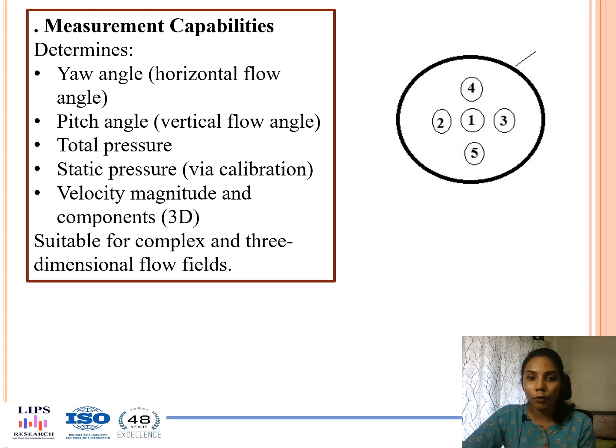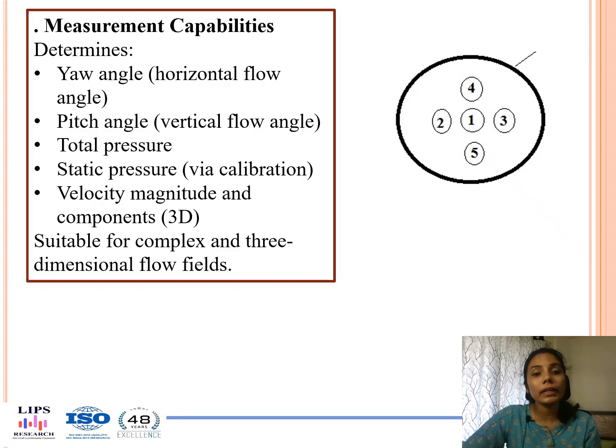In addition to the flow direction, the probe also measures total pressure directly from the central port. With proper calibration, we will be able to determine the static pressure using some mathematical calculation. So in total, it will be essential for aerodynamic analysis. Now, using these measured pressures, we will be able to calculate the velocity magnitude of the flow.